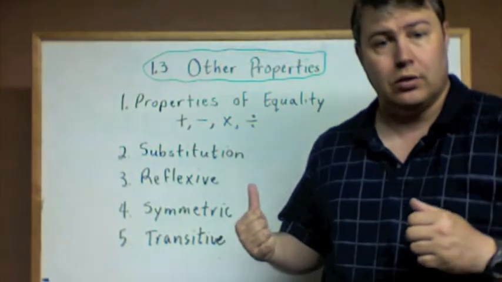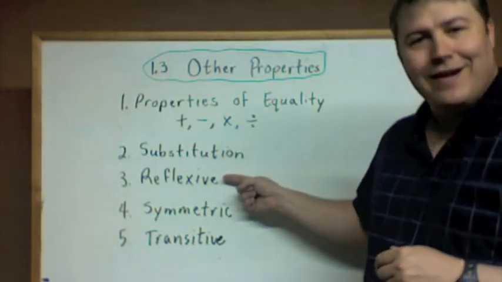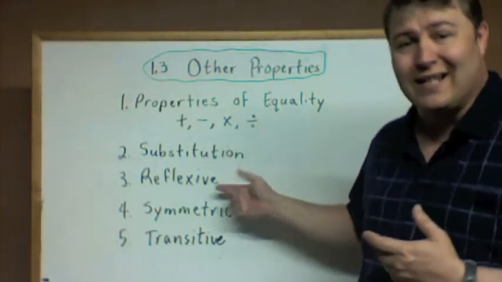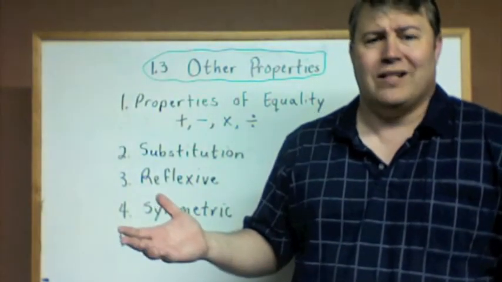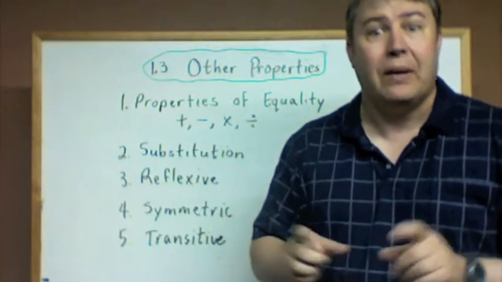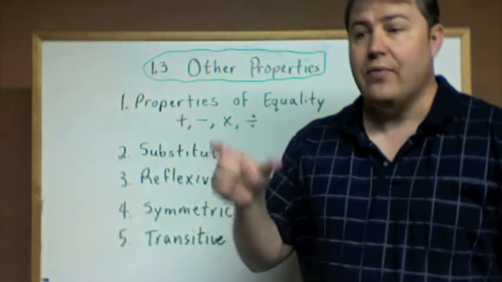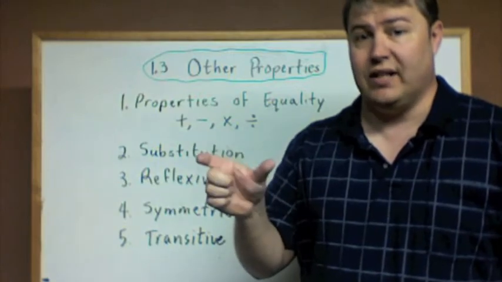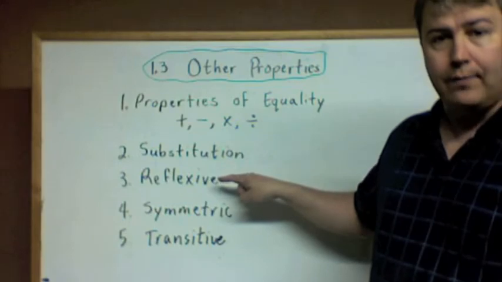That's substitution. Now, reflexive may seem a little bit goofy, but all it says is that a quantity is equal to itself. And you want to say, well, duh. And right. But that will show up sometime. There will be times when it's important to say that a segment length equals itself, and we'll get to that later, but that is the reflexive property.